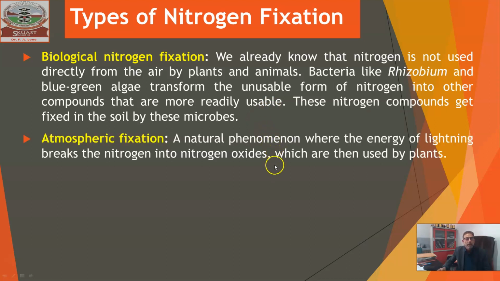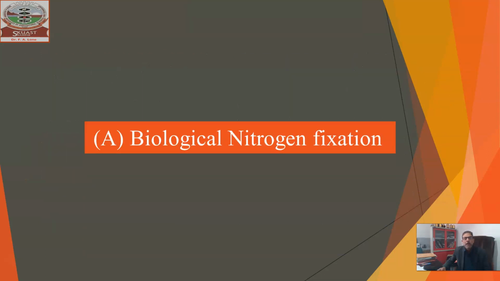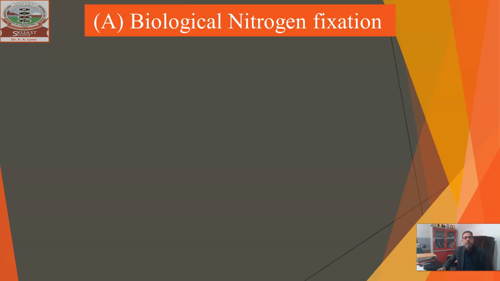Then there's one more type, what we call atmospheric fixation. It is a natural phenomenon where the energy of lightning breaks the nitrogen into nitrogen oxides, which are then used by the plants. Then industrial nitrogen fixation. It is a man-made alternative that aids in nitrogen fixation by the use of ammonia. Ammonia is produced by the direct combination of nitrogen and hydrogen. Later, it's converted into various fertilizers such as urea. So these are the different types of nitrogen fixation.